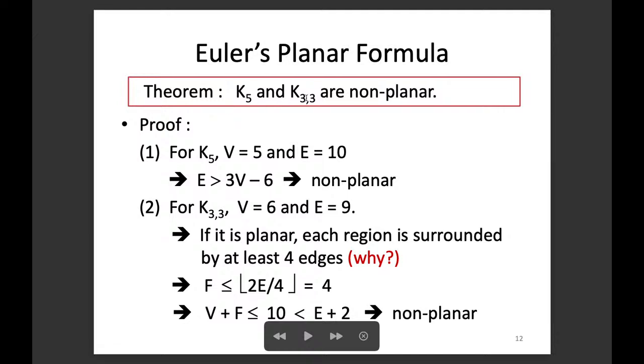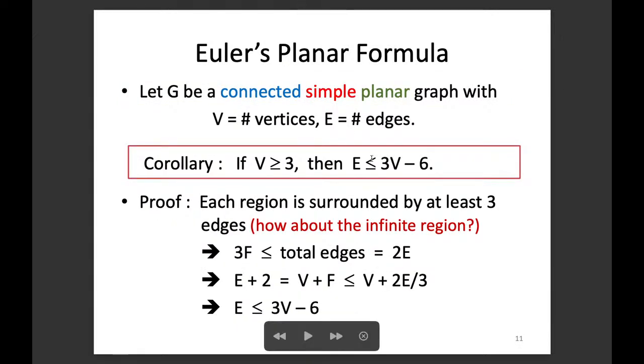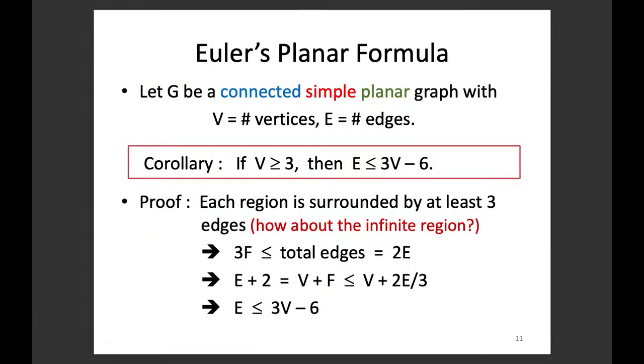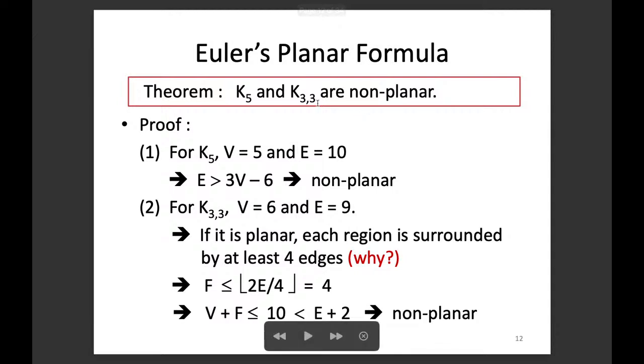We can also see that K33 is not planar, but then we need a stricter relationship here. So this is for connected simple planar graphs. We can have a similar result for connected simple bipartite planar graphs. If the graph is bipartite, then the number of edges is even fewer, I think. So in such a case, we can see that K33 is also not planar.